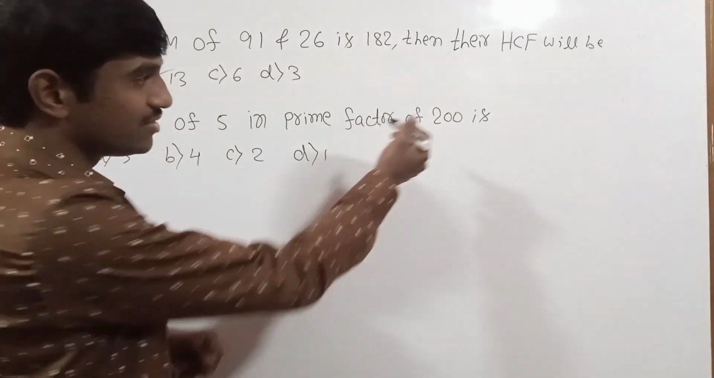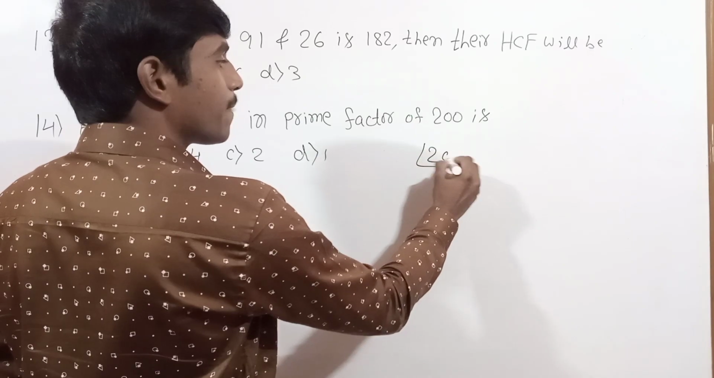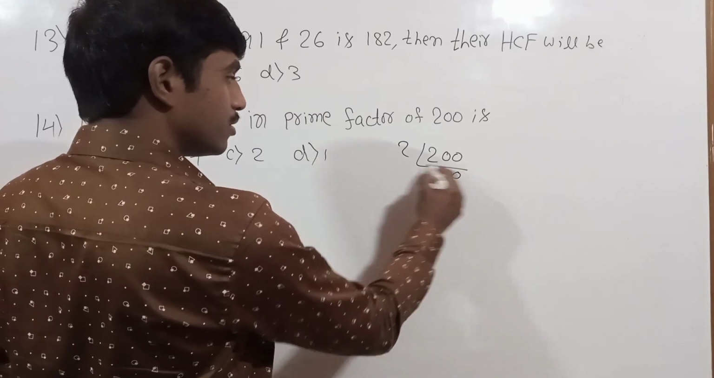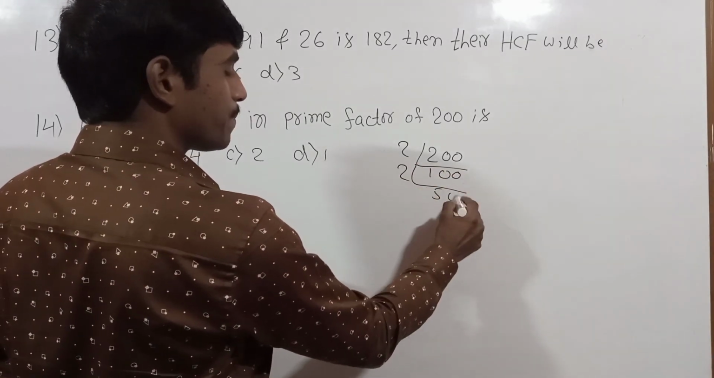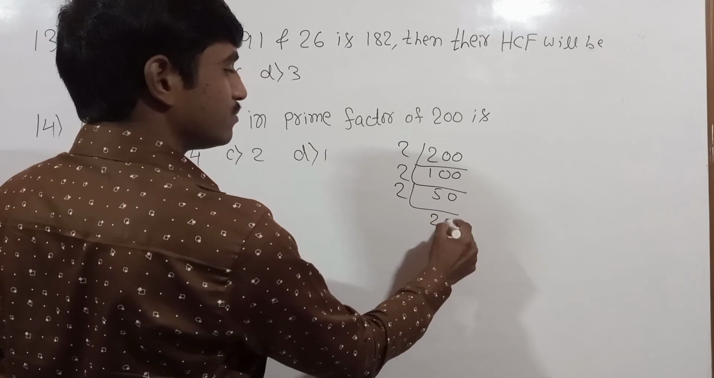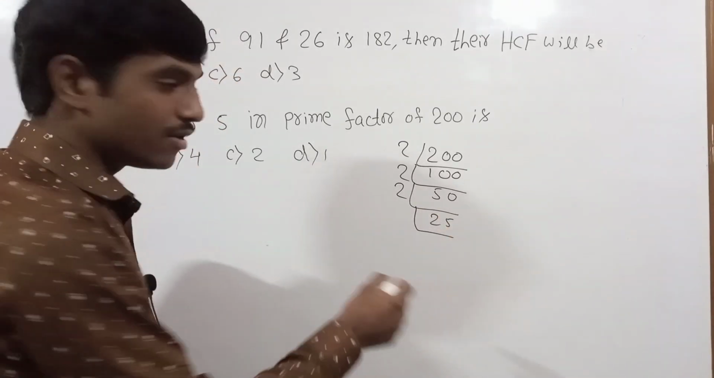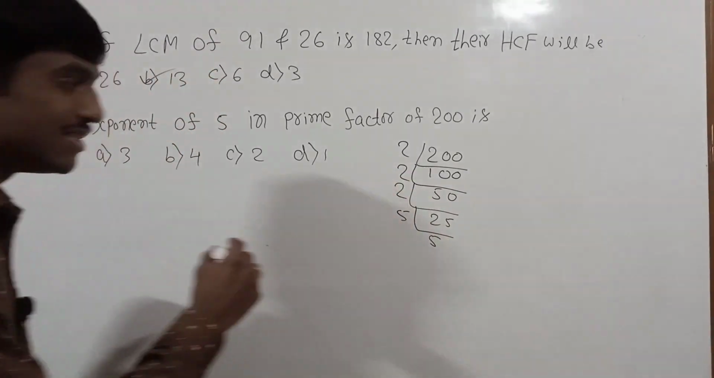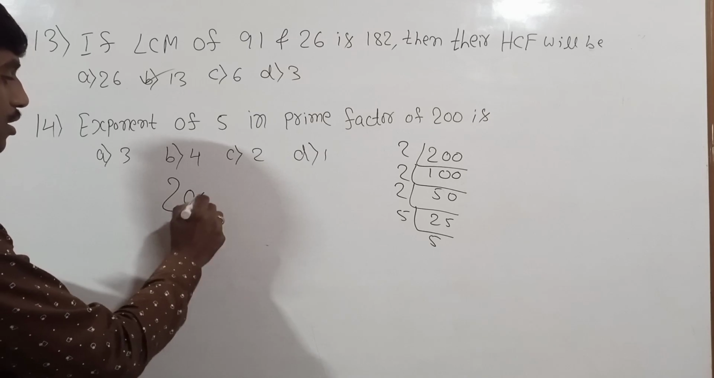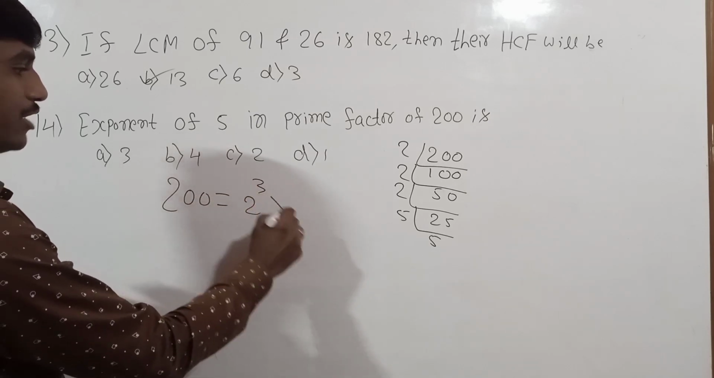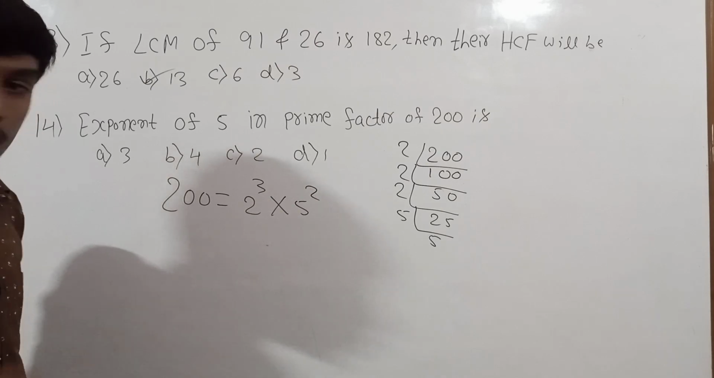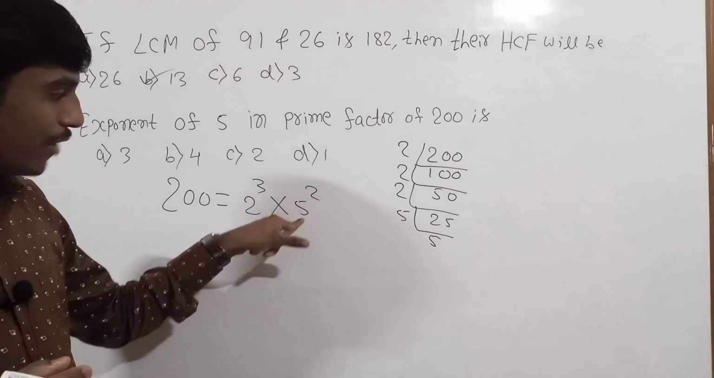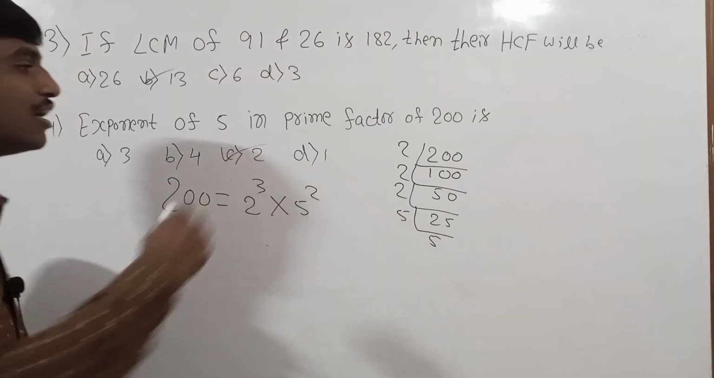For that it's very simple. We need to find the prime factorization of 200. So 200 is an even number, it is divisible by 2. We get 100, again with 2, 50, again with 2, 25. Again here it is not divisible by 2, it is not divisible by 3, 5 into 5. That means basically we can write 200 as 2 to the power 3 into 5 square. So here there is a factor 5. What is the exponent of that? That's what they've asked. The power of 5 is 2. So the answer is option C, which is 2.